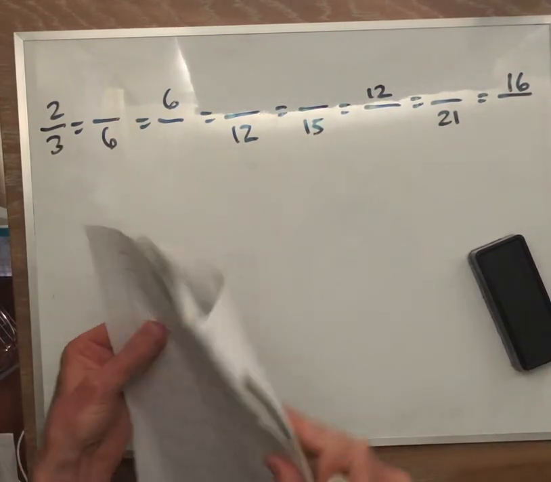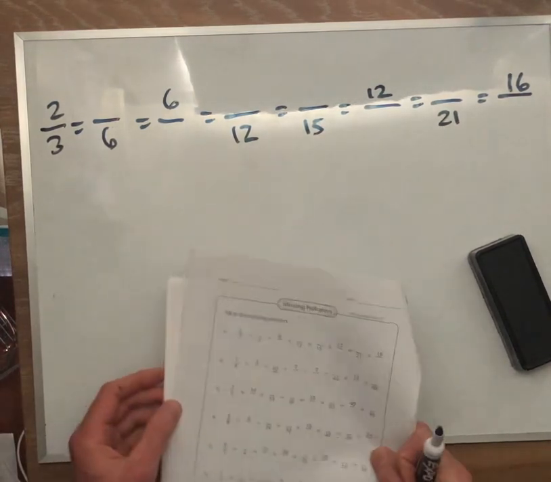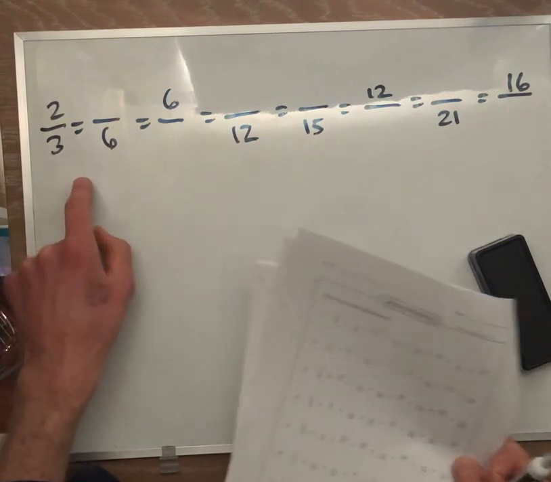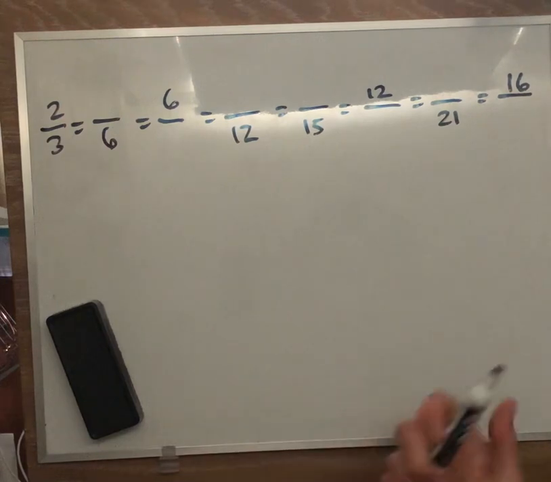All right, my friends, we're looking at this one. Missing numbers. This is page number 9 in our packet. We're still working on equivalent fractions. These fractions will all have the same amount of stuff. The proportion will remain the same.